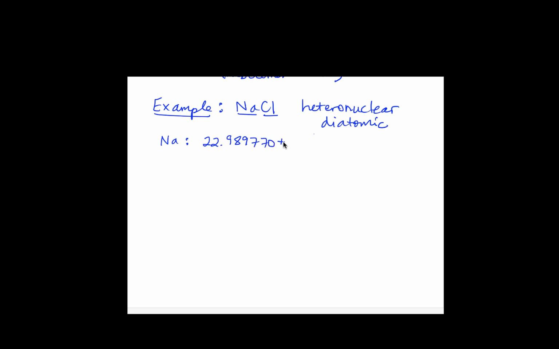So one thing that I want to note is that when this says plus or minus 2, it doesn't mean plus or minus 2. What it means is plus or minus 2 in the last certain digit. So we would formally write the uncertainty as plus or minus 0.000002 atomic mass units. And for chlorine, 35.453 plus or minus 0.002.